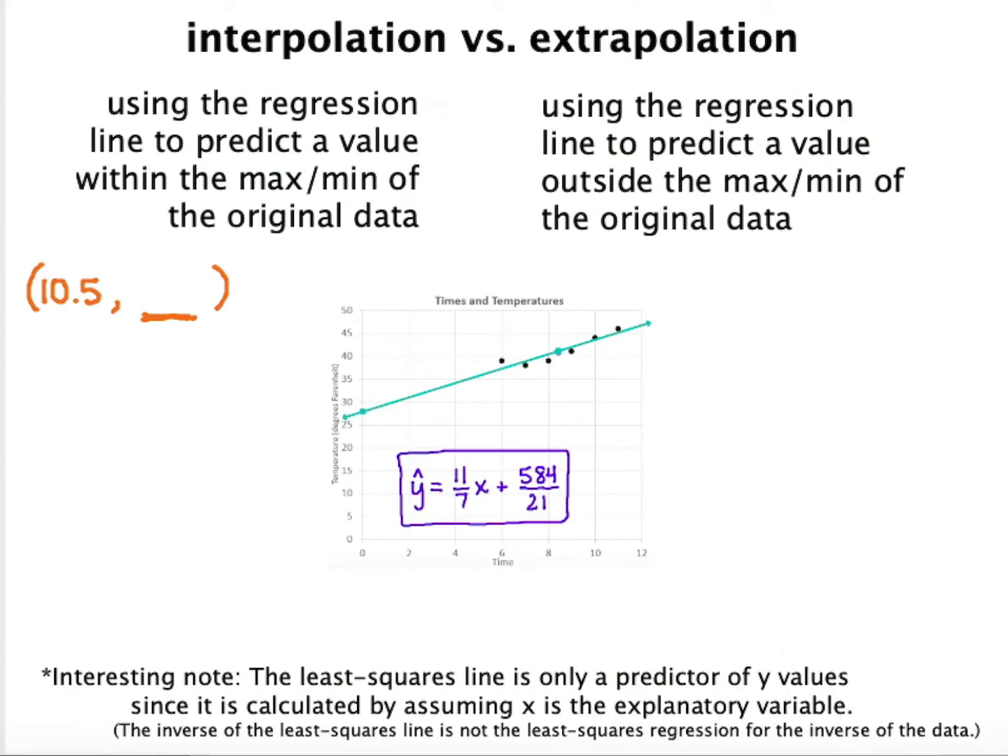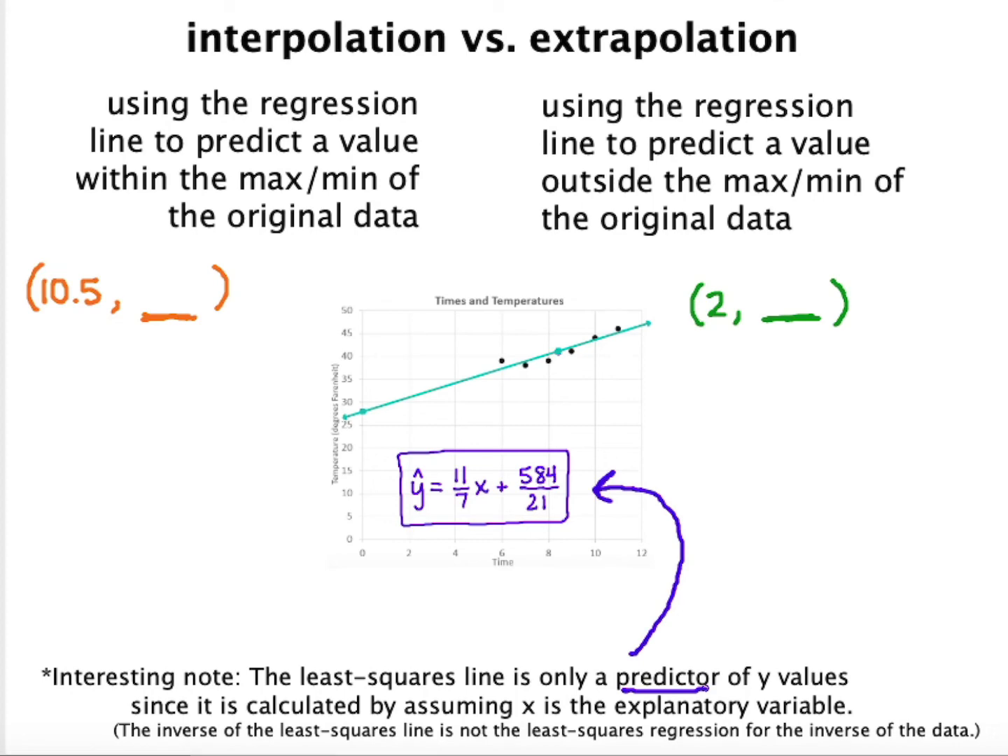So then extrapolation, extra meaning outside, using the regression line to predict a value outside. So let's say I wanted to go back in time or forward in time and predict what was the temperature at 2 o'clock. If I took a 2 and plugged it into my regression equation, that'd be an extrapolation because it was outside of the data values that I used to make the line. In both of these cases, I was using that y-hat regression line to make a prediction for y values, right?